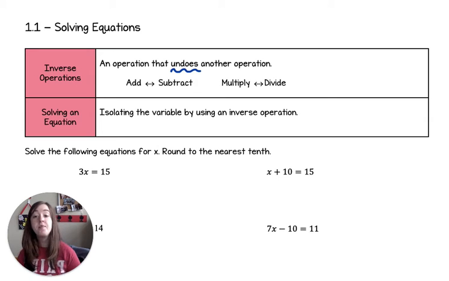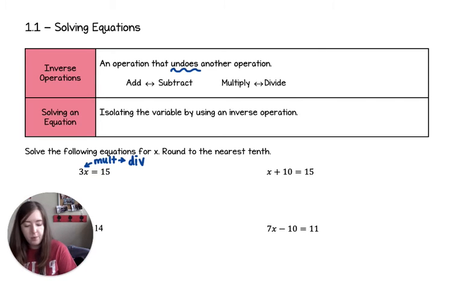That's all right. So first we have 3x equals 15. What does 3x mean? That's really 3 times x, right? So those are being multiplied. And we know that to undo multiplication, we need to divide. So I'm going to divide by 3 on both sides.